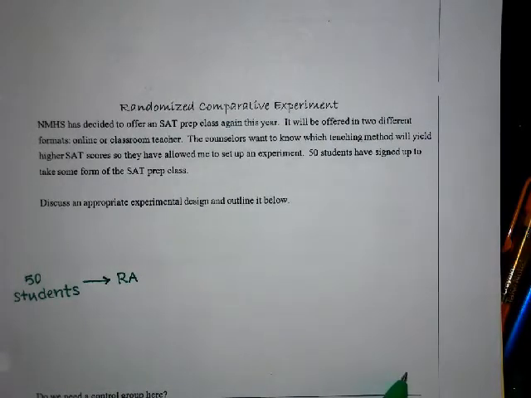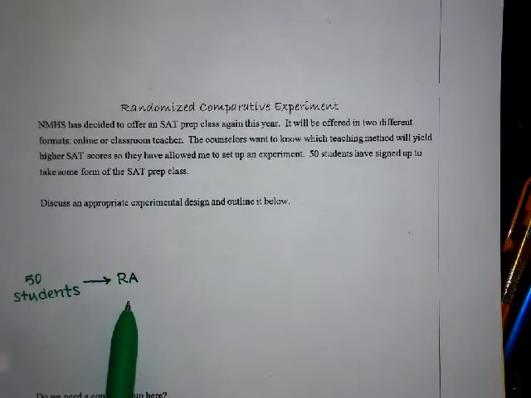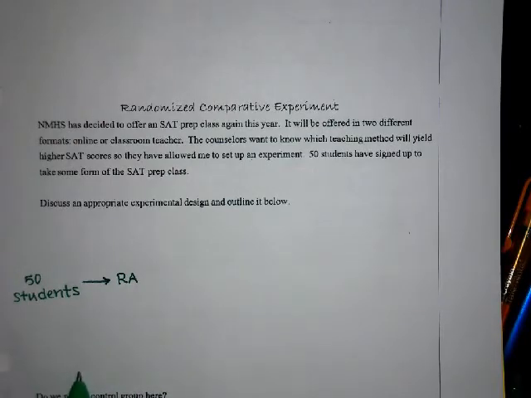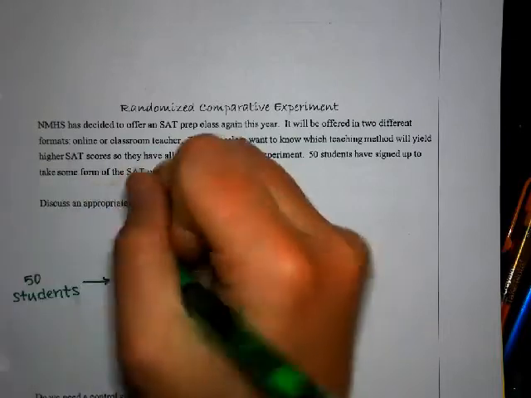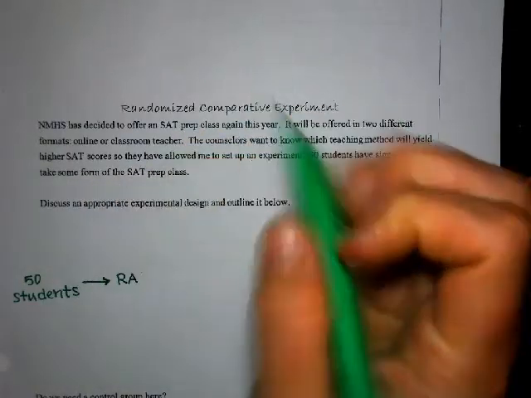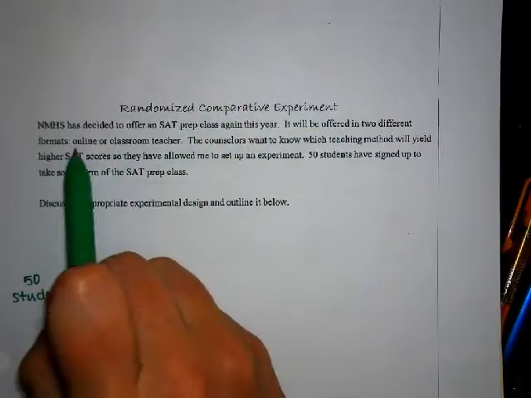If it's short enough, you could write it right here, but if it's not a short description of the random assignment, I suggest writing it below the diagram. If you put RA and you don't describe how the random assignment is done, you're not going to get full credit. So I have 50 students, and I'm looking at online and classroom teacher.